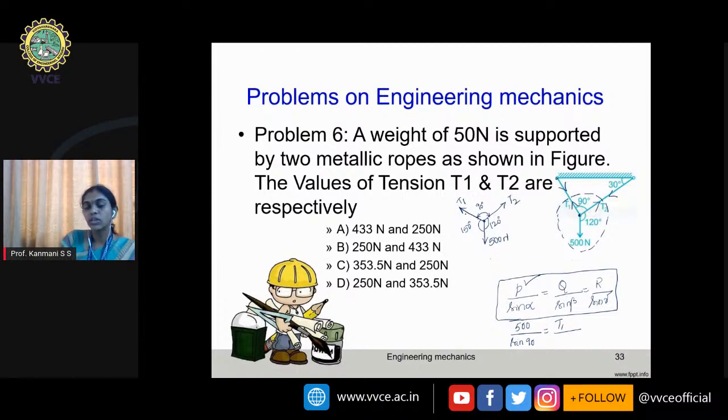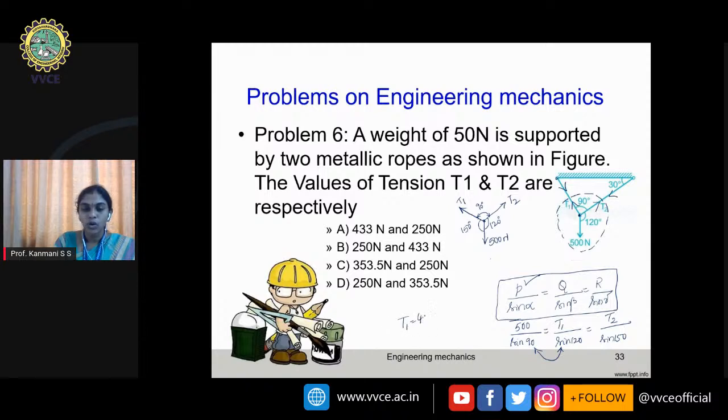All that you should know is, if you write T1, forget T1. Check the other two forces, the angle between the other two forces we have to take. Sine 120 is equal to T2 divided by sine 150. So all that we are doing is equating T1 and 500 Newton components. So you'll get 500 by sine 90, which is 500 only. 500 into sine 120 is 433.